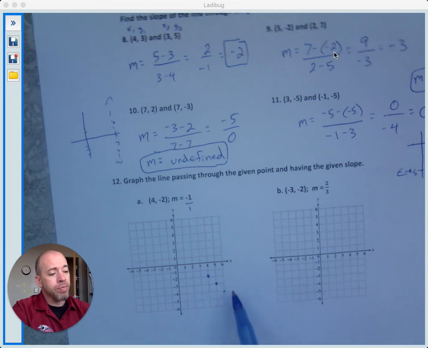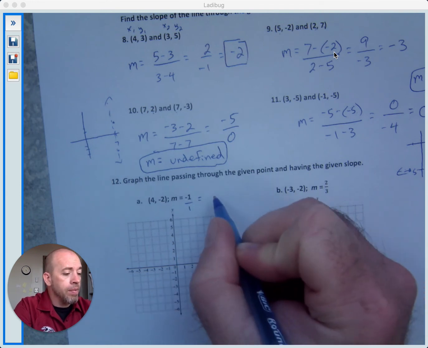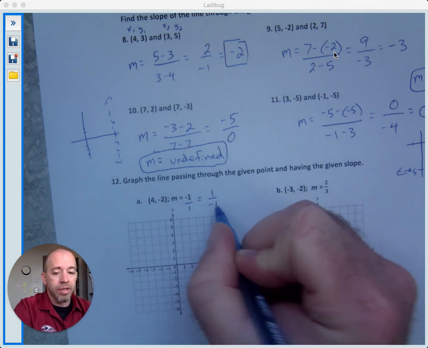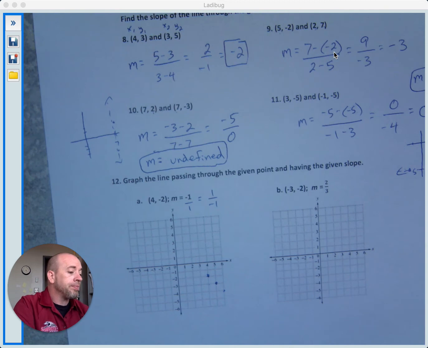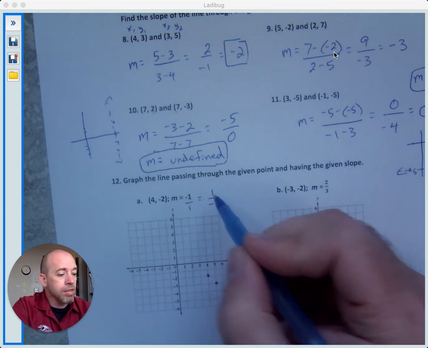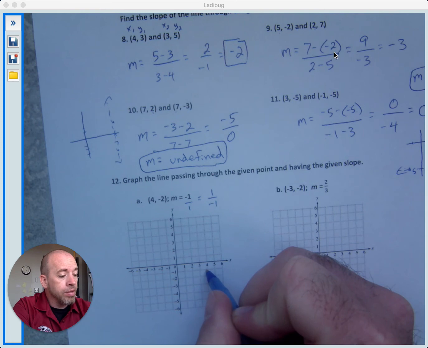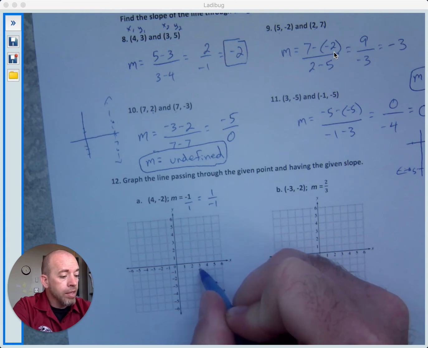Now if I run out of space on my grid, guess what I can do? Well, negative 1 over 1 is the same as 1 over negative 1, isn't it? And so if we think of this as our rise over run, positive 1 means I could start at my original point, 4, negative 2. I could rise 1. And then a run of negative 1 means I go to the left 1. So I could get a point that way too.